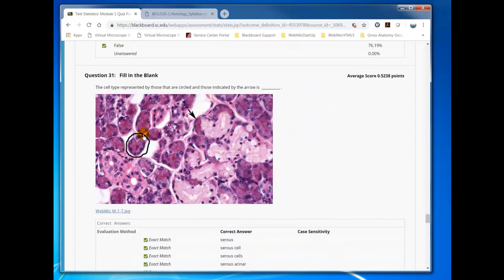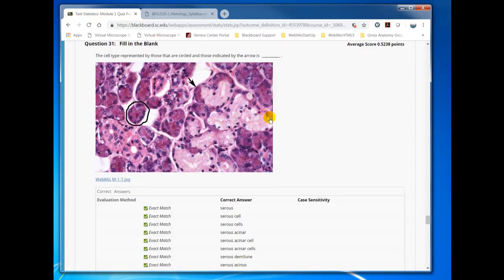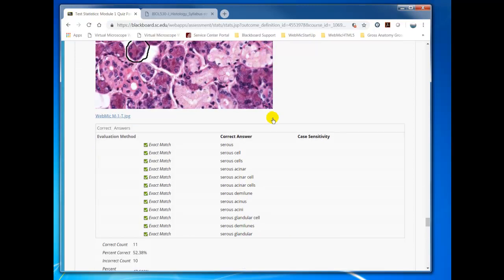Okay, and here it says this cell type represented by those that are circled and those indicated by the arrow is. What is the cell type? Well, now this is an example where all these correct answers were accepted. Because when we have a type-in answer, we try to think of all the possible answers that you could type in that would be correct. And you can see that we are pretty fair about that.